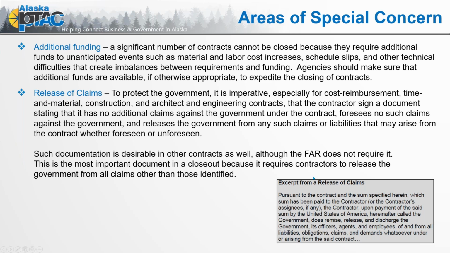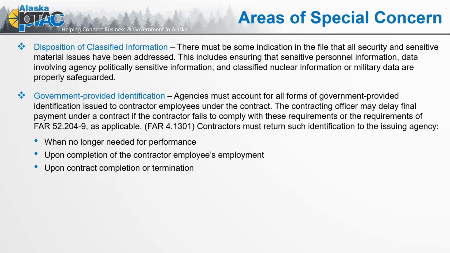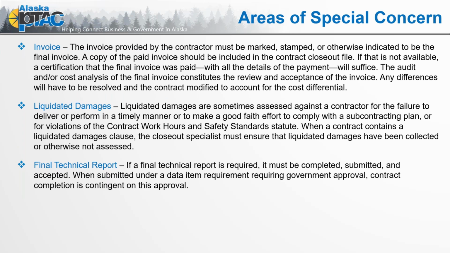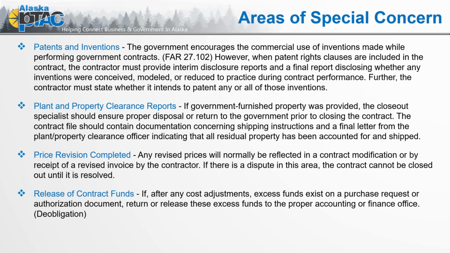And here in the corner of the screen, you can see I have an excerpt of a release of claims, just an example of the language of a release statement. We have disposal of classified information. We have government provided identification and security clearances, and resolving that could again add difficulty in the closeout process. The final invoice, any potential liquidated damages, final technical reports that may be pending, patents and inventions, plant property clearance reports, price revision completions, and of course, release of contract funds. So if there were any withheld funds during the contract performance period, all of that could cause delay.